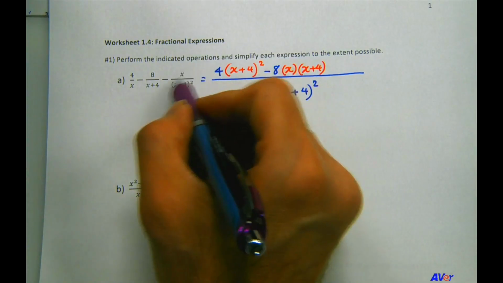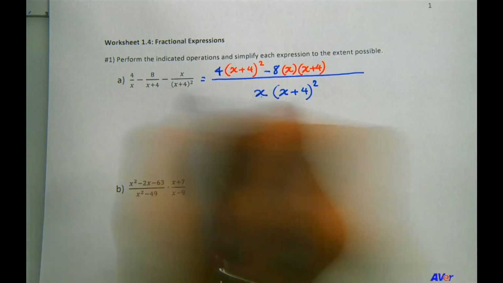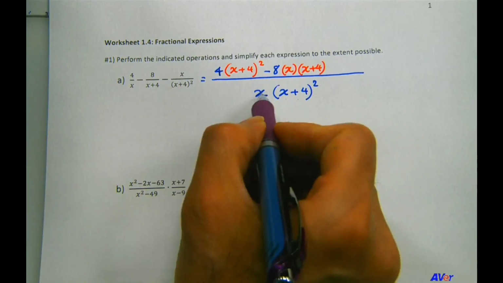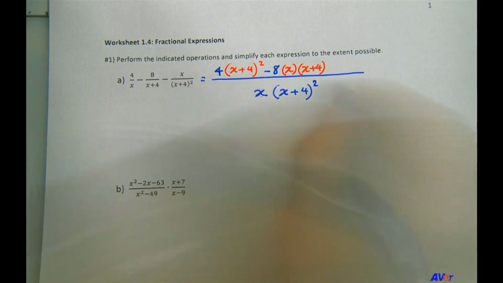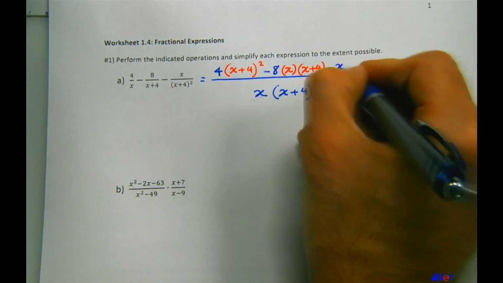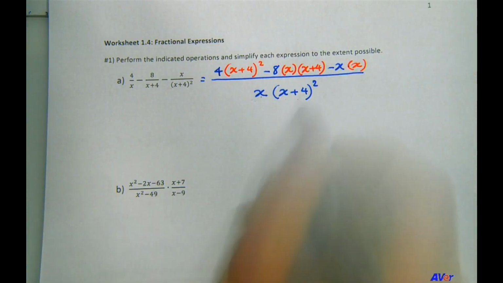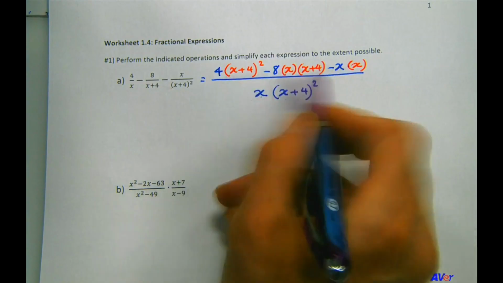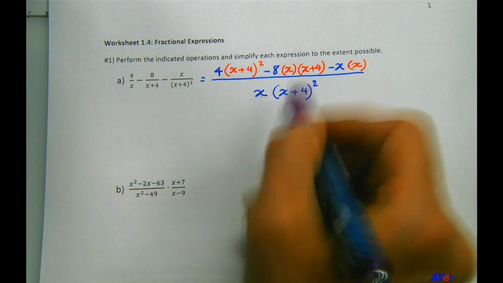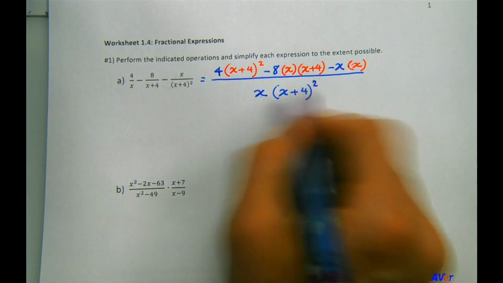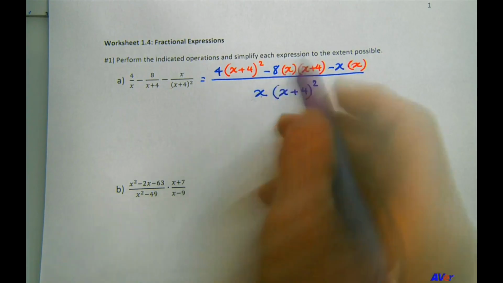How about the last term? Compare this denominator with the common denominator. What is missing from it? x. So multiply minus x by x. So minus x multiplied by the missing piece, which is x. So now we have to expand the numerator and simplify it. The denominator, leave it as it is. It's in factored form. We do not want to mess with the denominator. But the numerator, we need to simplify it. So let's do that.